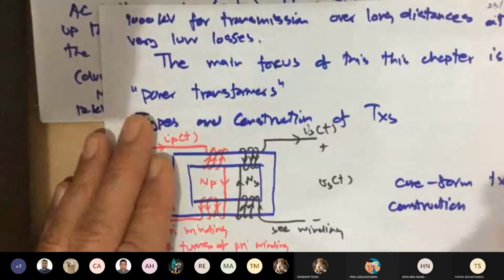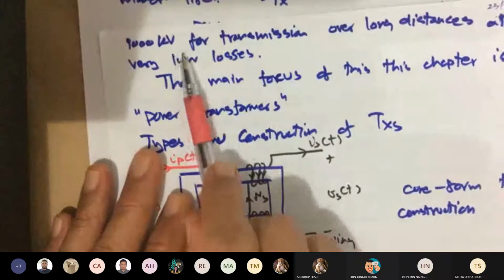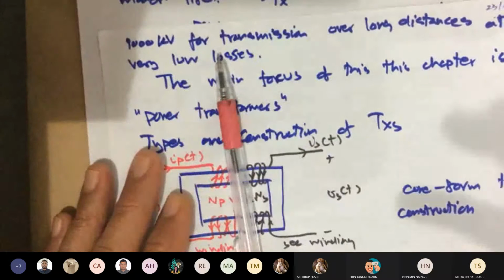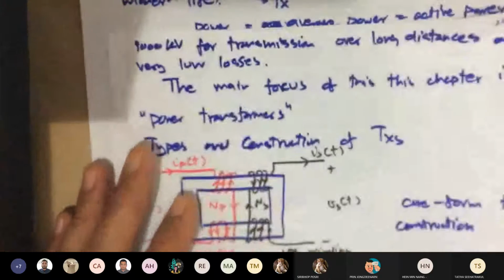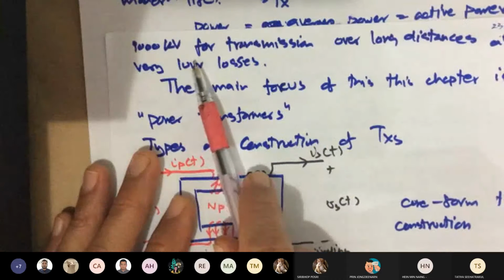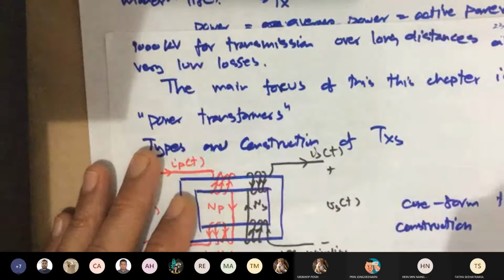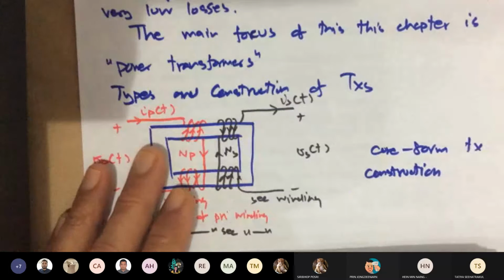So this is why transformers are very important. You need to step up the voltage in order to deliver your power. If you don't, your losses in the transmission line would be so huge that you don't get any power on the user end. So that's the reason why we do need transformers today.